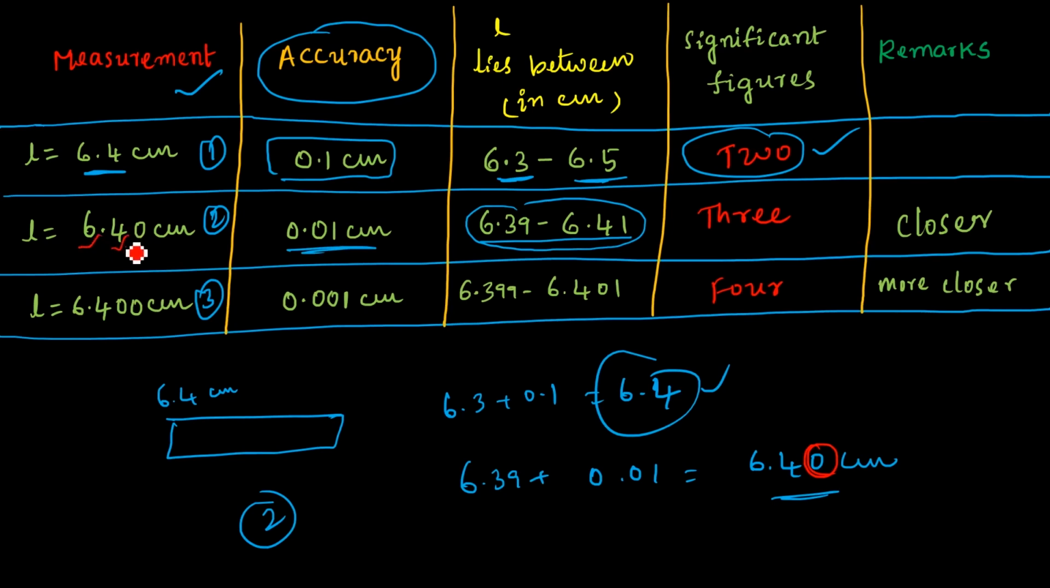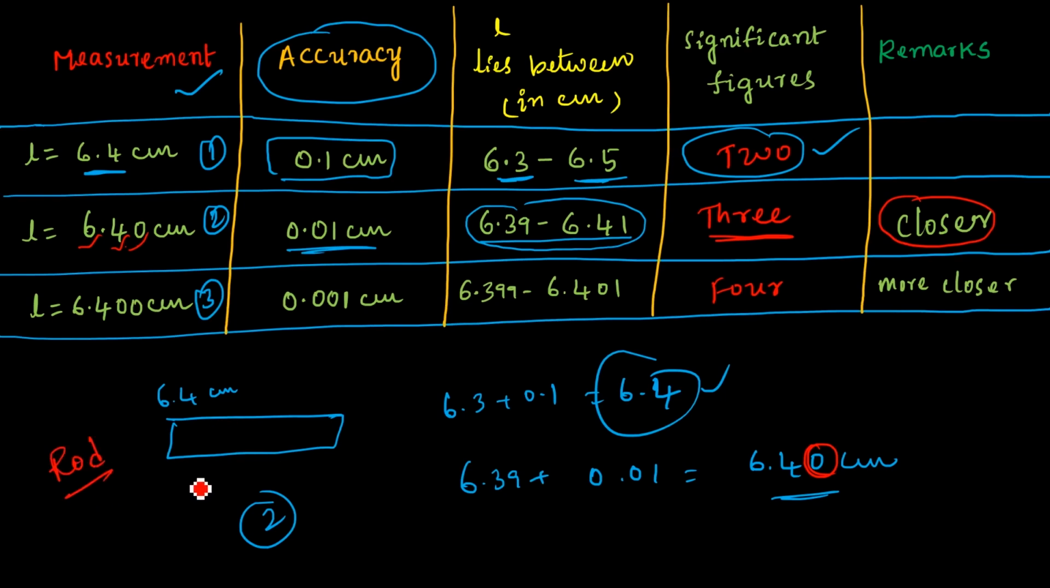So 1, 2, 3, so there are 3 significant figures. So this is a closure. After measuring this much in depth, this many times, and this much accurately, we will get the exact measurement of length. If you go to more significant figures, we'll get a more accurate length of whatever object you consider.